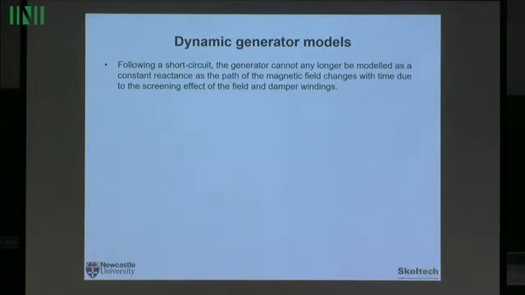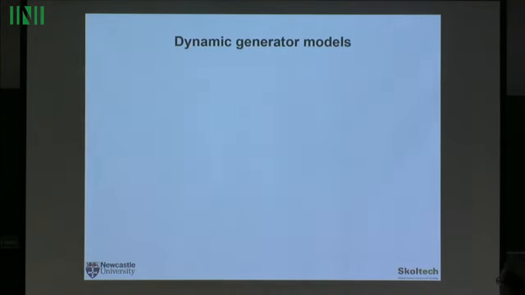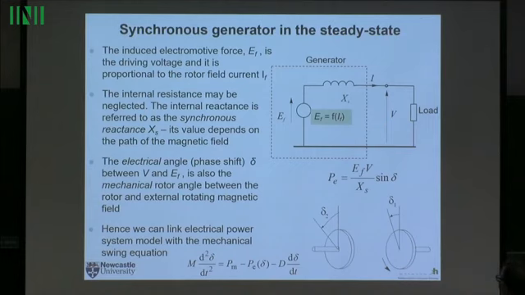So now we have different dynamic generator models. And the point is that the generator can no longer be modeled as a constant reactance, because the path of the magnetic field changes with time. Let's go again to this model. That reactance XS depends on the path of the magnetic field inside the generator.